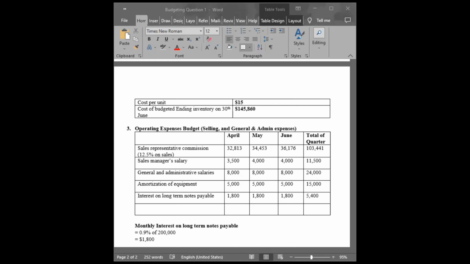I can only see one screen. Is it happening now or from the start? No, just now. Okay.